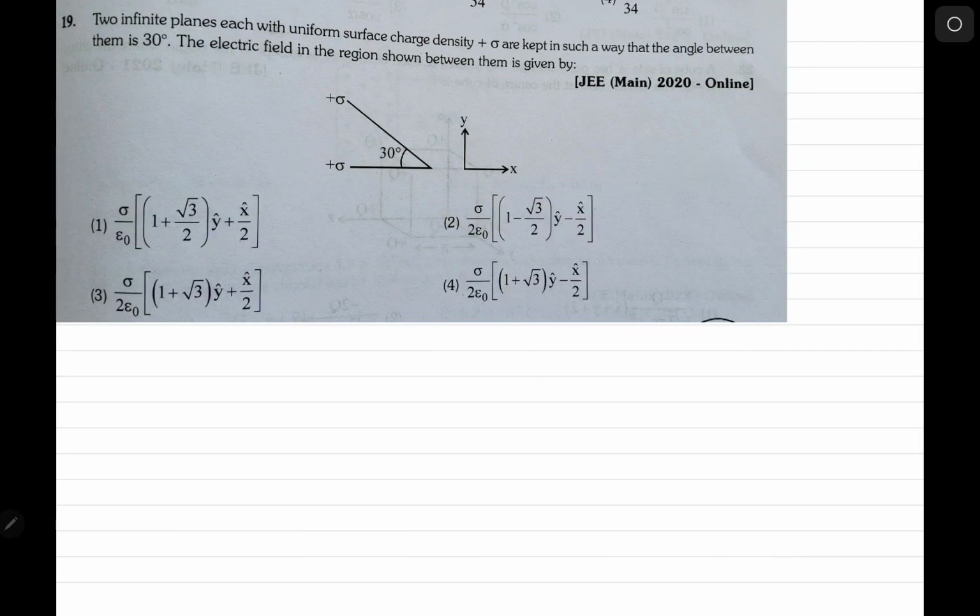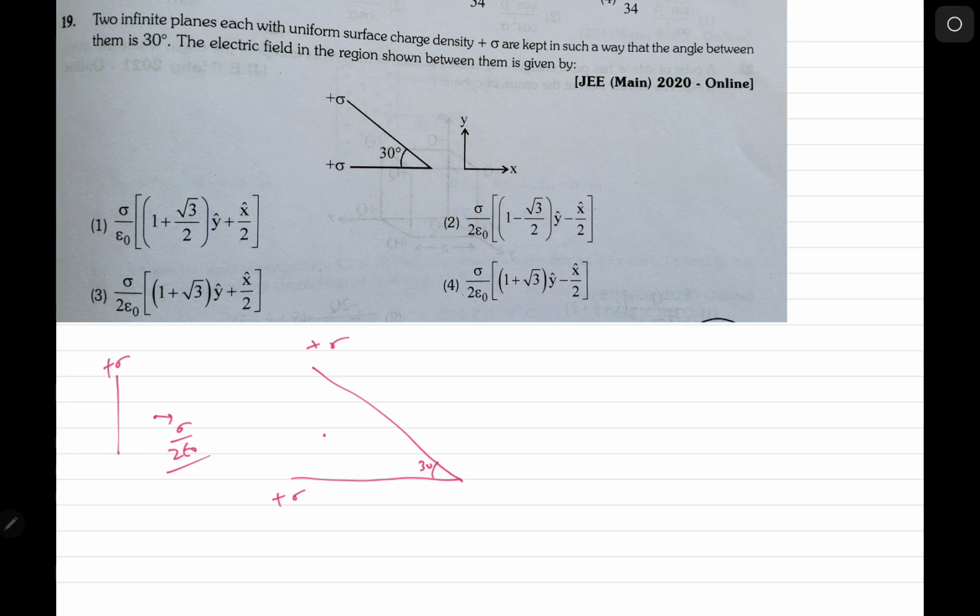This question says two infinite planes with uniform surface charge density plus sigma are kept in such a way that the angle between them is 30 degrees. These are infinite sheets. We know the electric field due to an infinite sheet, if it is plus sigma, at any point is given by sigma by 2 epsilon naught. That's what we are going to use here. So there are two sheets inclined at an angle of 30 degrees. This is plus sigma, this is plus sigma. So this is the point, let's say.